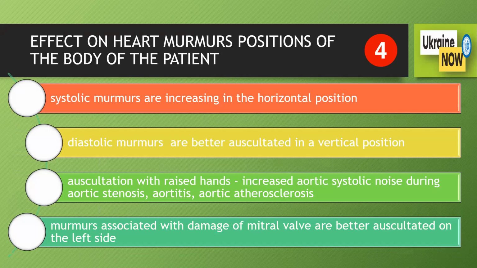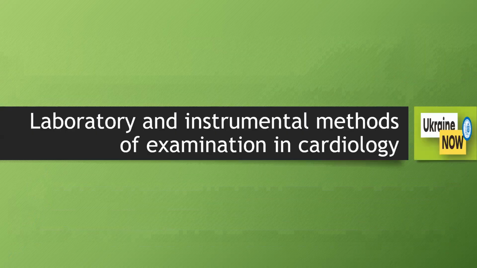It should be remembered that murmurs are best heard in certain postures of the patient. Systolic murmurs are increasing in the horizontal position. Diastolic murmurs are better auscultated in a vertical position. Auscultation with raised hands increases aortic systolic noise during aortic stenosis, aortitis, and aortic atherosclerosis. Murmurs associated with damage of the mitral valve are better auscultated on the left side.